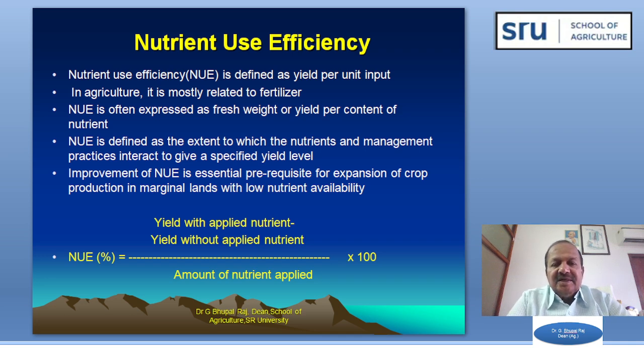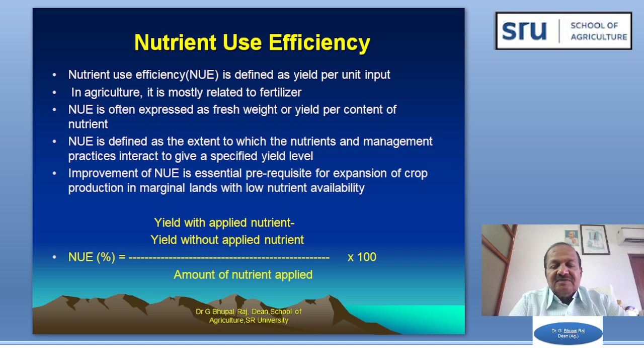As I said, nutrient use efficiency is defined as yield per unit input. In agriculture, it is related to fertilizer only. Nutrient use efficiency is often expressed as fresh weight or yield per content of the nutrient. It is defined as the extent to which the nutrients and management practices interact to give a specified yield level. Improvement of nutrient use efficiency is very much essential, and it is a prerequisite for expansion of crop production in marginal lands with low nutrient availability.